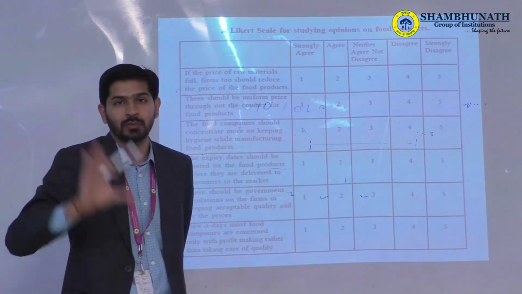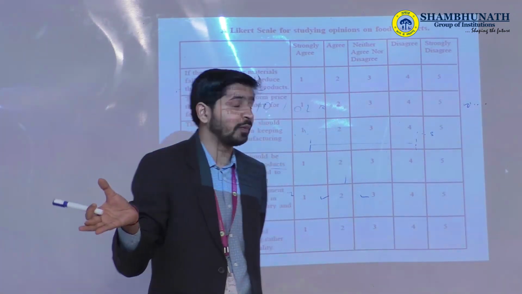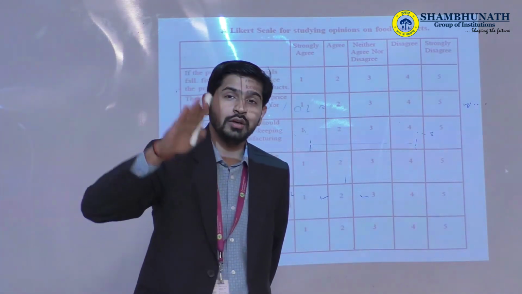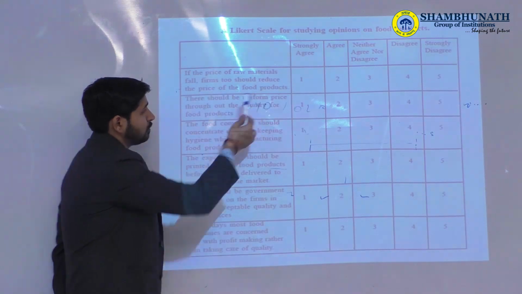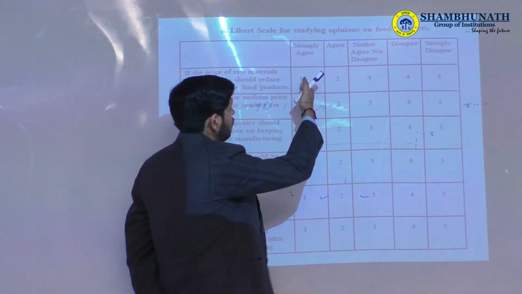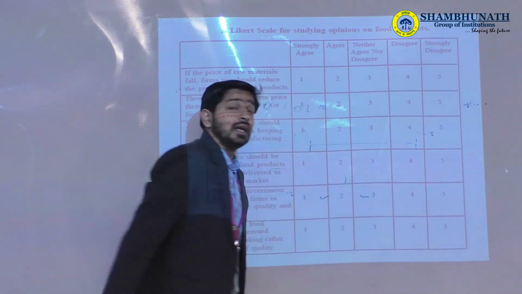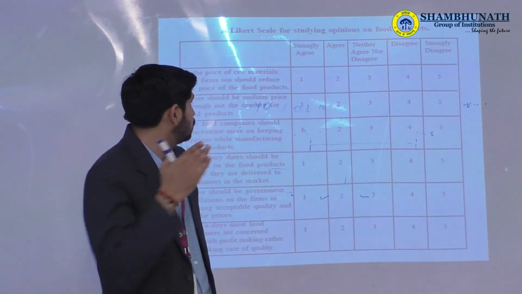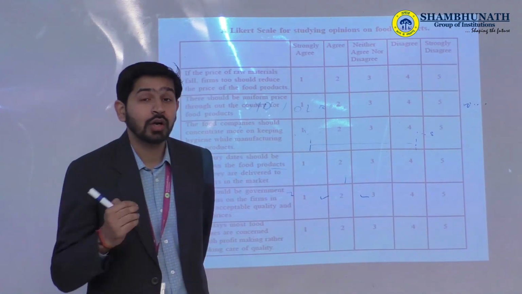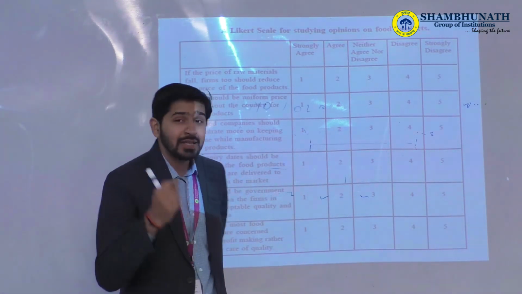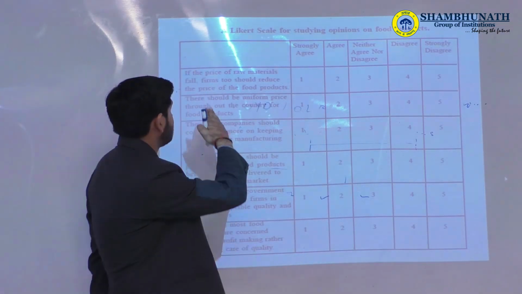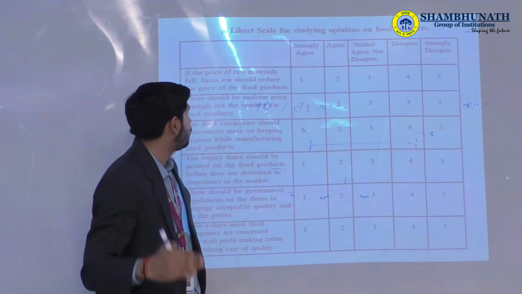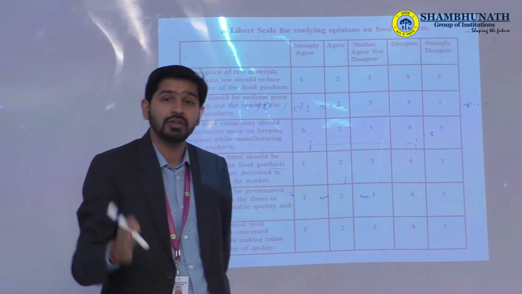You have a confusion in your mind. So if you have a confusion in your mind, if the price of raw material falls, so the company or the firm should reduce the price of the food product. So you have gone from strongly agree to strongly disagree. Now I give you a recent example which suits the current situation of coronavirus. Now the price of sanitizer. If the price of raw material falls, the firm should reduce the price of the food products.